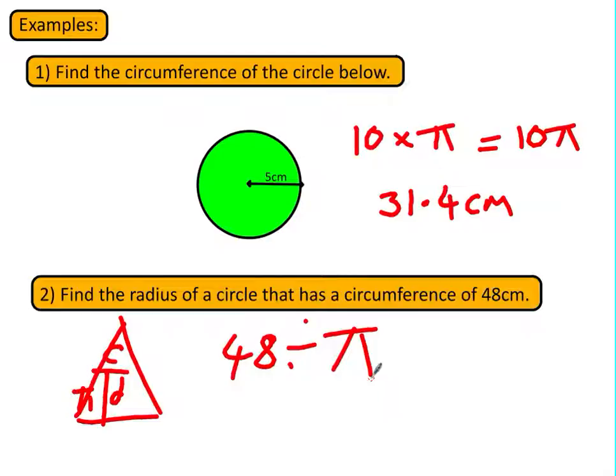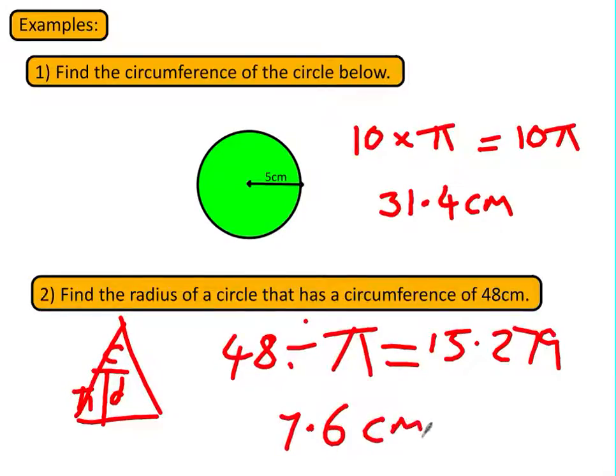And if we work that out, we get 15.279. Okay, now then, that gives us the diameter, but if we want the radius, we need to divide that by 2, and that will give us the radius as 7.6 centimetres, and that's rounded to one decimal place.